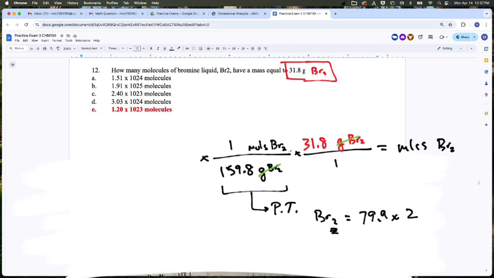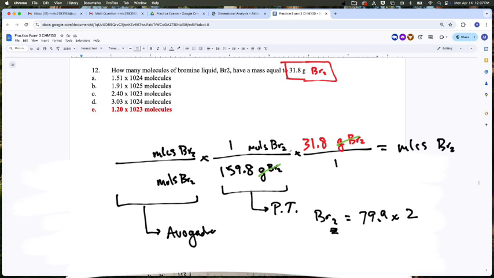Is moles of bromine the same thing as molecules of bromine? No. So again, I need to cancel the moles of bromine, and I want molecules of bromine. Is this a conversion that exists? Yeah. Where does that exist? That's Avogadro. Avogadro's number, we have 6.022 times 10 to the 23rd molecules per 1 mole. What happens? Moles of bromine cancel. We now have molecules of bromine, punched into the calculator, and we're done.